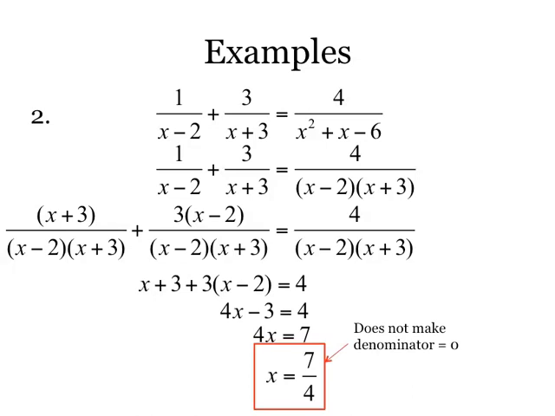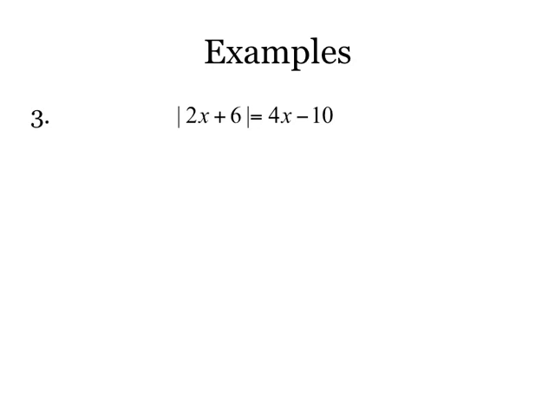However, if you had an answer at the end that was, let's say, x equals 2, that would be an extraneous answer because plugging 2 back in gives you a denominator of 0 in the first fraction. Example 3, we have an absolute value equation.